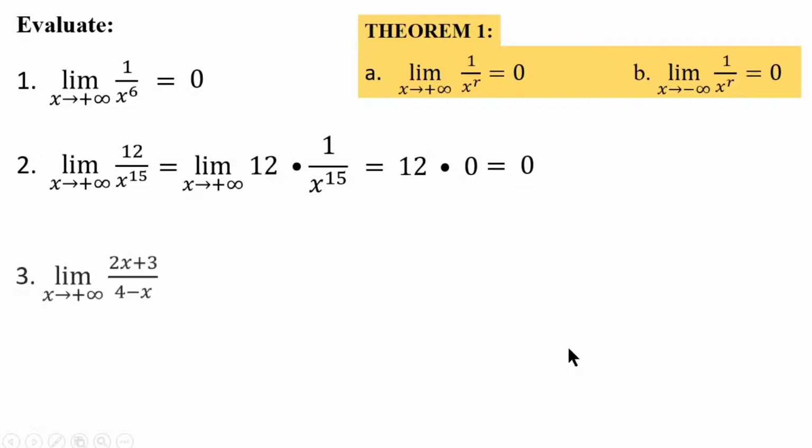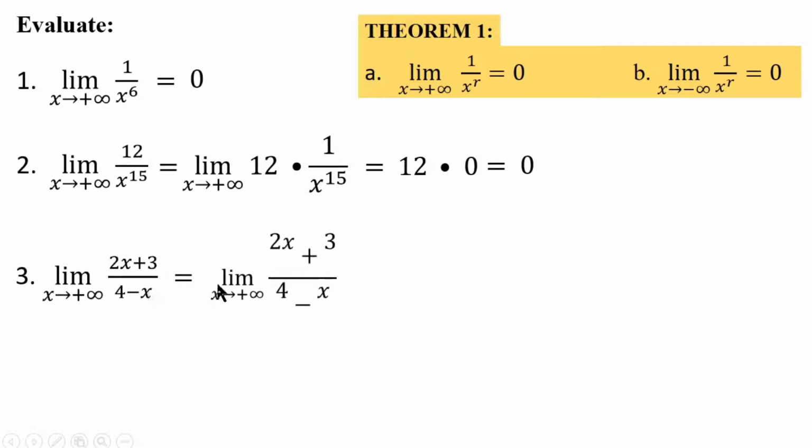For number 3, find the limit of (2x plus 3) over (4 minus x) as x approaches positive infinity. To find the limit of this function as x approaches positive infinity, we first divide both numerator and denominator by the highest power of the variable appearing in the denominator. In this case, the highest power of the variable in the denominator is x. Thus, we divide each term in the numerator and denominator by x.